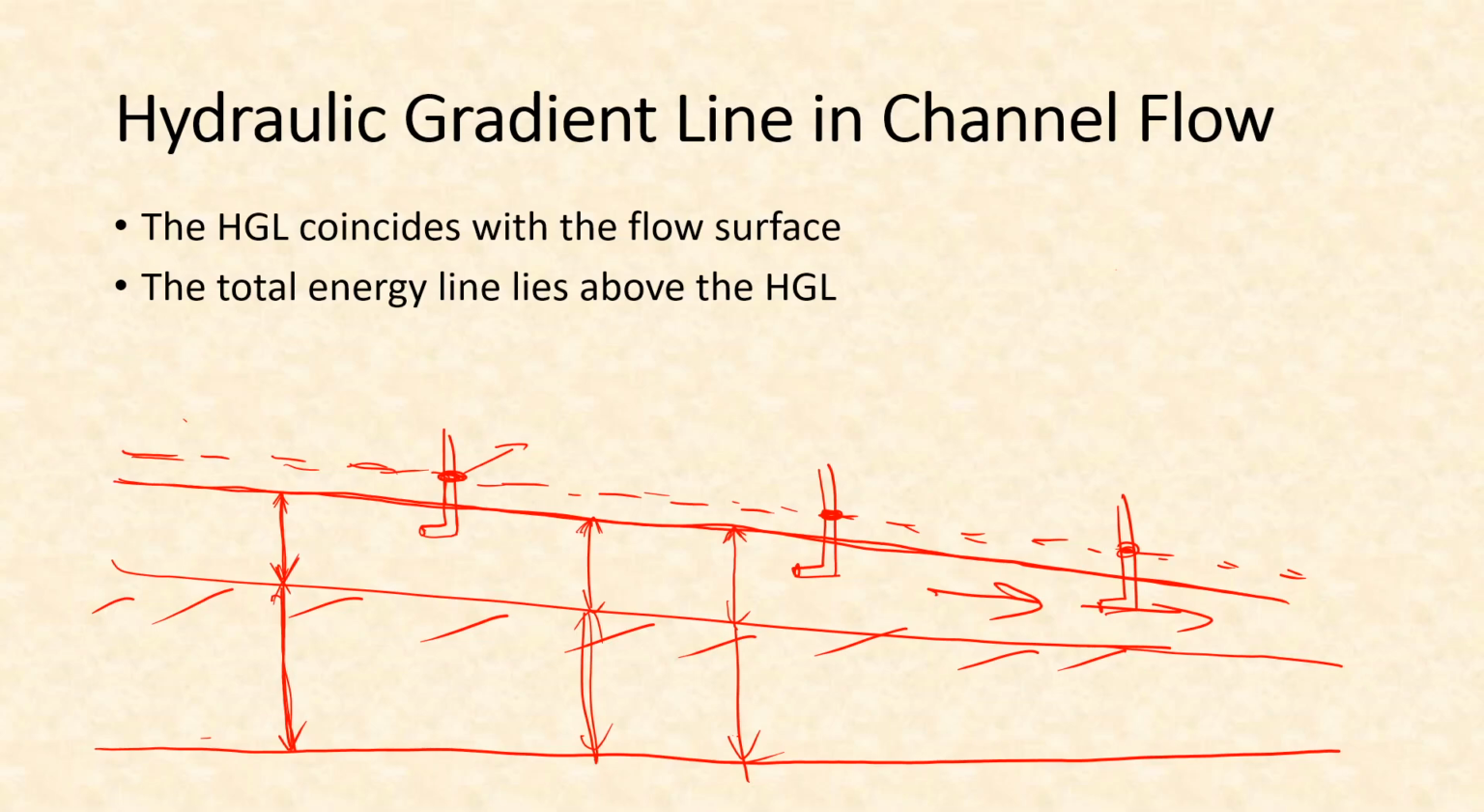Actually, it will not be that case, because the velocity across this cross section is different. Velocity at this point will be different than velocity at this point and this point. But in an average sense, you should be able to get this total energy line using a pitot tube.